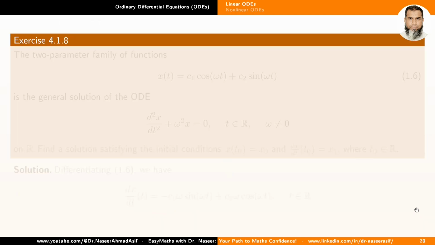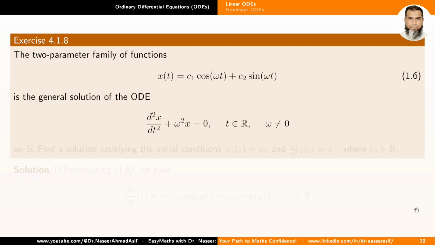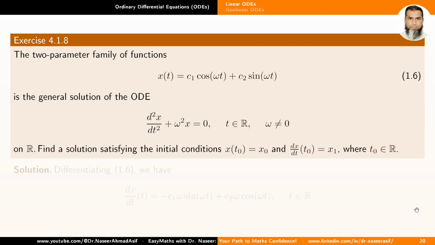Well, see another exercise. The two-parameter family of functions x(t) = c1 cos ωt + c2 sin ωt is the general solution of the ODE d²x/dt² + ω²x = 0, where t belongs to R and ω is non-zero on R. Find a solution satisfying the initial conditions x at t0 is equal to x0 and dx/dt at t0 is equal to x1, where t0 belongs to R. Well, see solution.